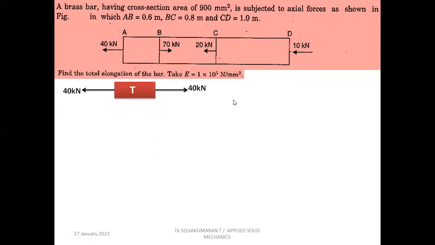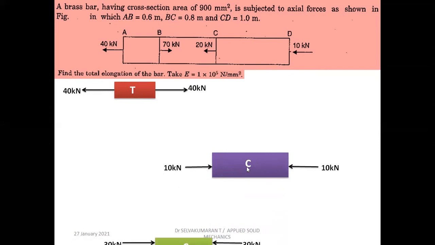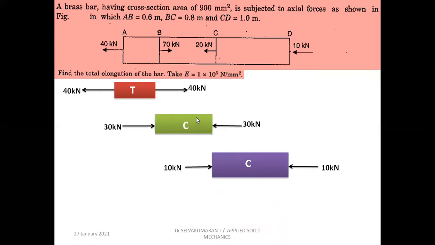So now let us draw the free body diagram for the individual members AB, BC, CD. Now for AB, 40 kilonewton load is acting, so on the other side also the same load, same nature, tensile, should act. Then going to the right-hand side, 10 kilonewton compressive, so on the left-hand side also the same load, same nature must act. So it is compression. The middle portion, if you take at B, 70 kilonewton is acting on the right-hand side.